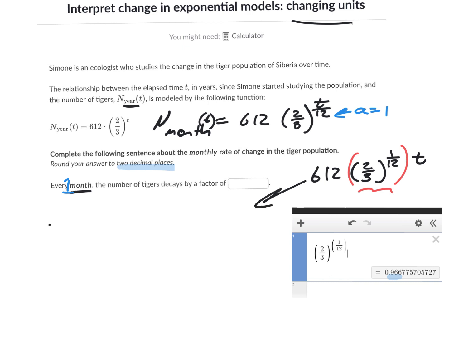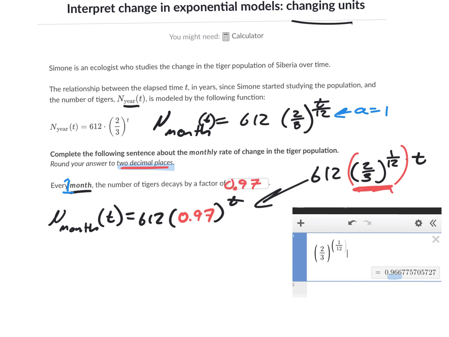If I was to rewrite this equation again in months, now t is months, it would be 612, and now 2/3 to the 1/12, this part in red, would be 0.97, again rounded to 2 decimal places, to the t. And now everything is written exactly how I want it. The A is 1, there's nothing underneath here, and the new factor would have to be 0.97.